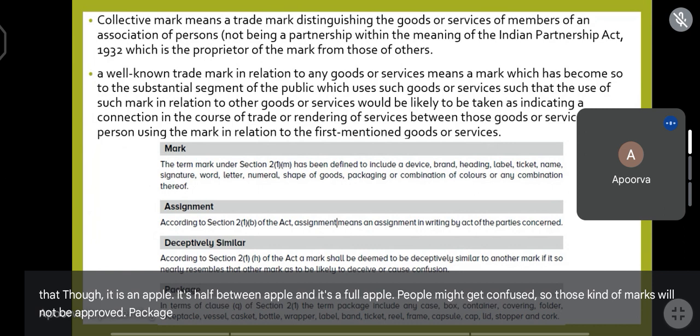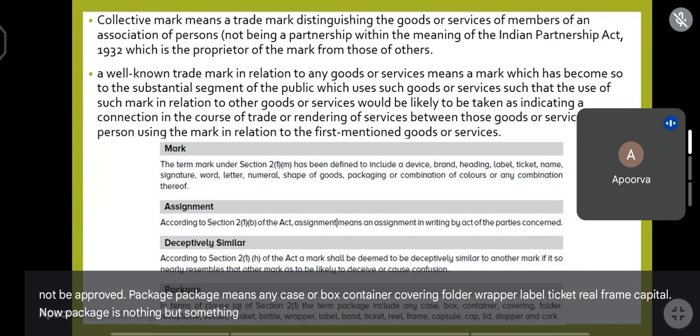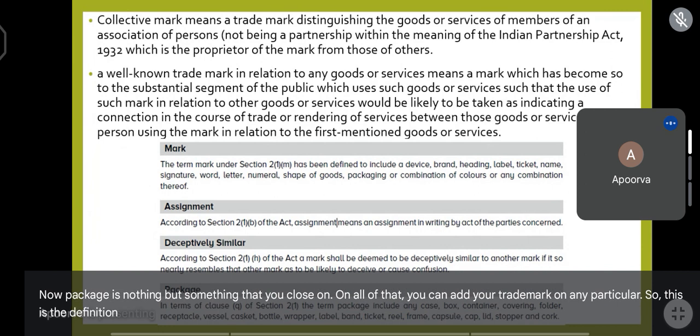Package. Package means any case or box, container, covering, folder, wrapper, label, ticket, reel, frame, capsule, cap, lid, stopper, cork. Package is nothing but something that you close with. On all of that, you can add your trademark. So this is the definition of what a package means.